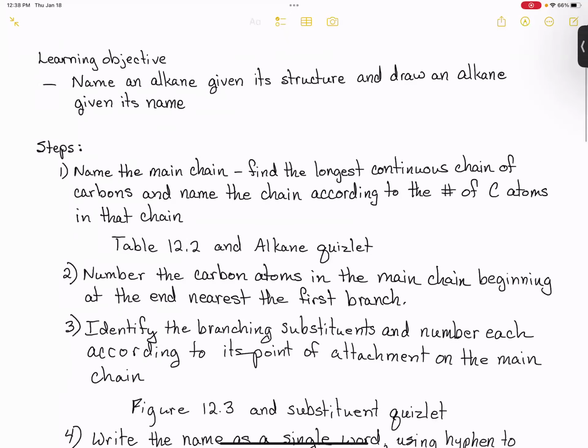Okay, so in this next section, we're going to start to learn to name an alkane. We're going to learn how to name an alkane given its structure, and how to draw an alkane given its name. What I'm about to embark upon is going to be the foundation that we will build upon in future chapters when we start adding functional groups.